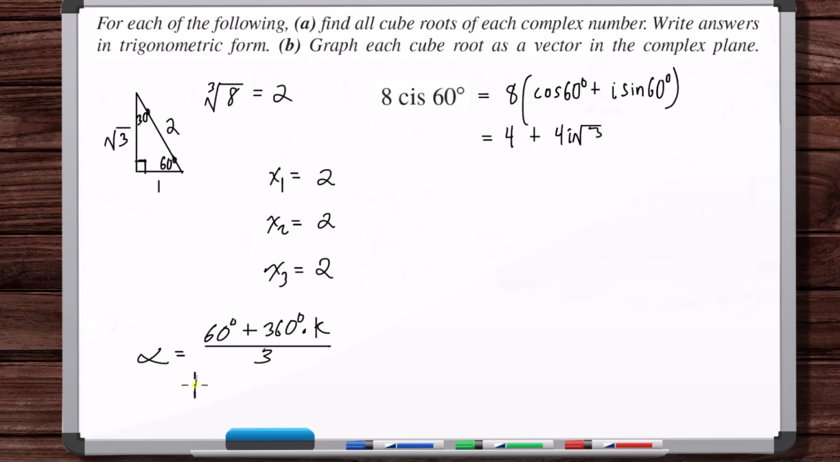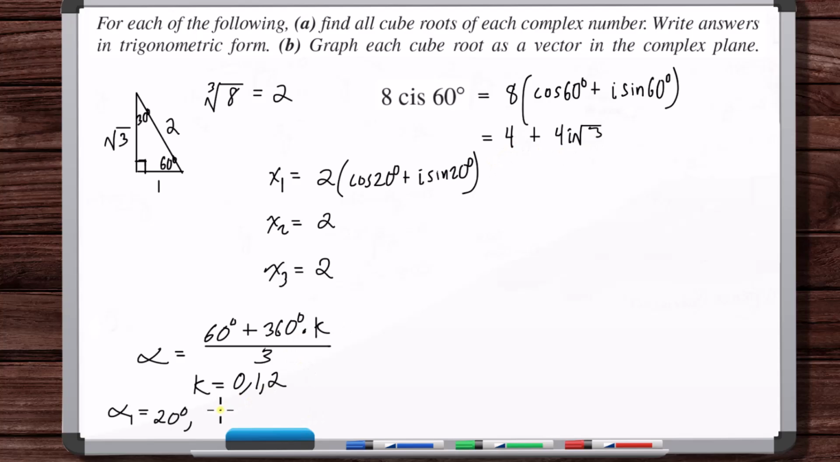Now the angles: alpha is equal to the angle of the root, 60 degrees in this case, plus 360 (or 2 pi if you're in radians) times k, all over 3 in this case, but in general it would be n. We're going to have three values of k: 0, 1, and 2. With k equal to 0, alpha 1 is 60 divided by 3, which is 20. So the first root is 2 times cosine 20 plus i sine of 20. That's the principal cube root of this complex number.